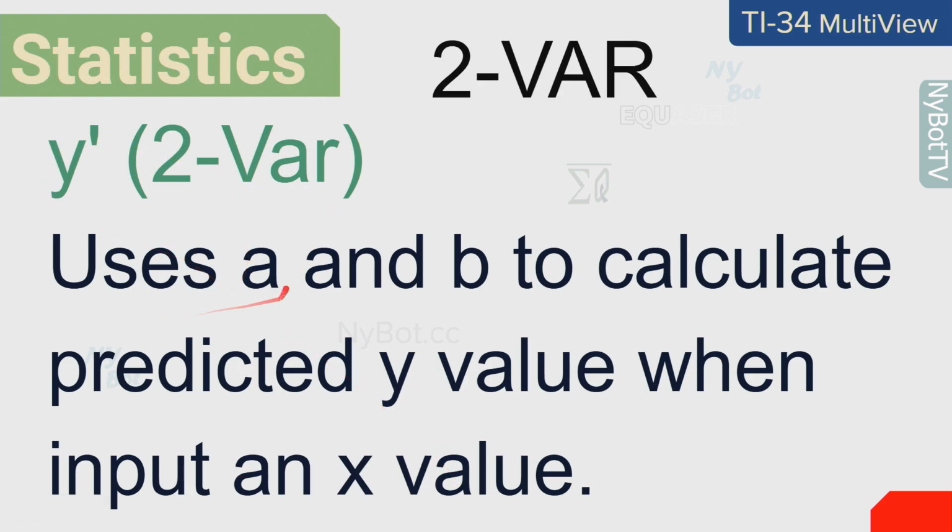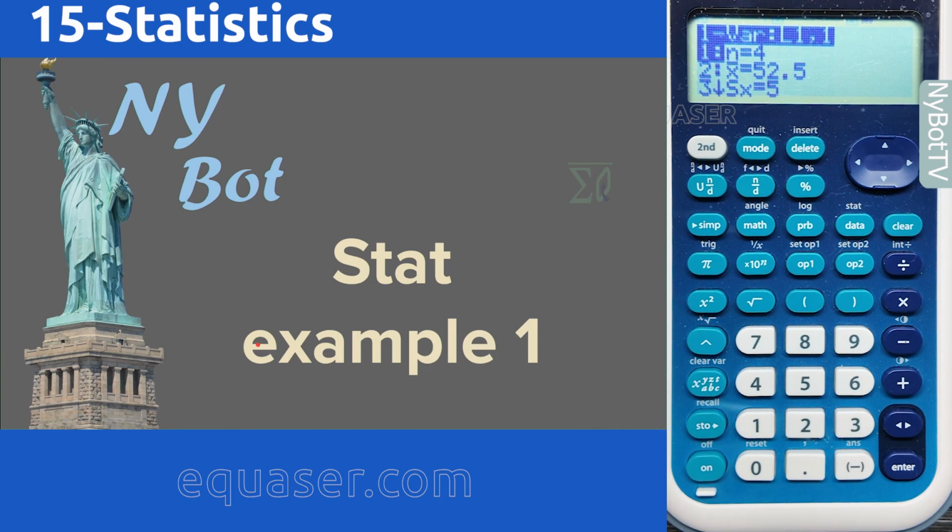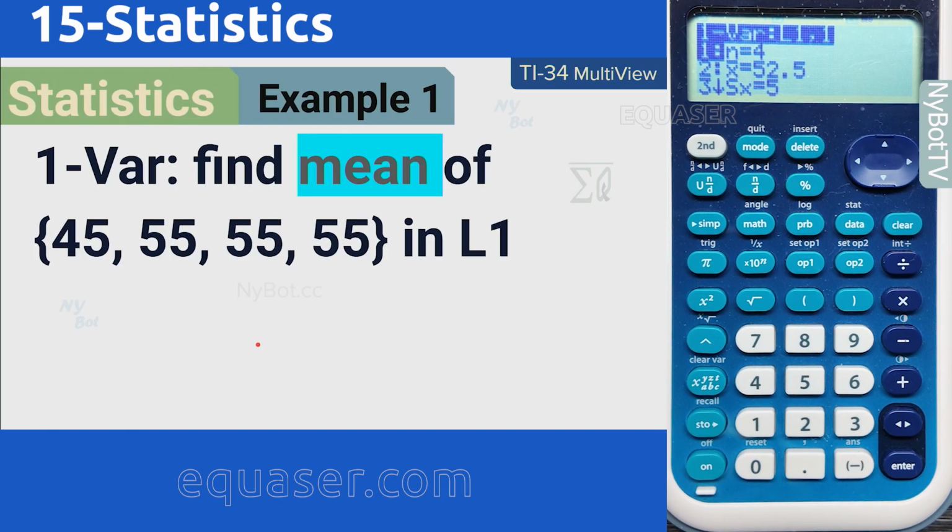It uses two variables, A and B, to calculate the predicted y value when you input an x value. Statistics example 1. We want to enter these values. The values are already in the memory.